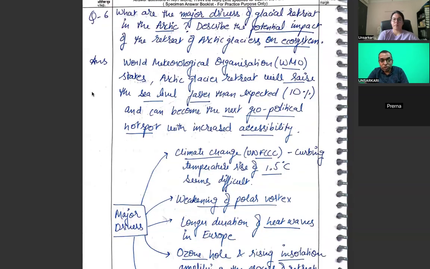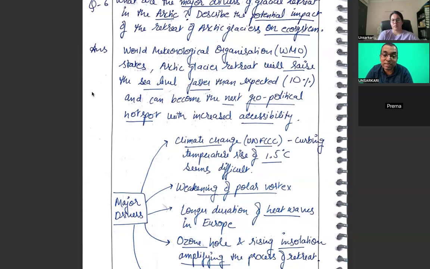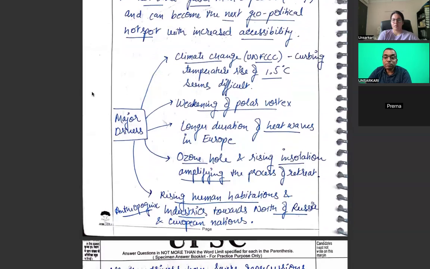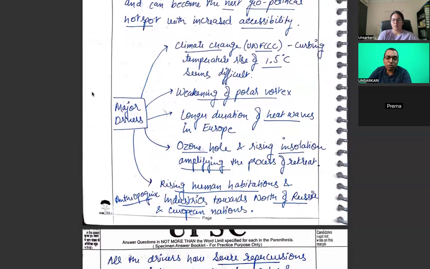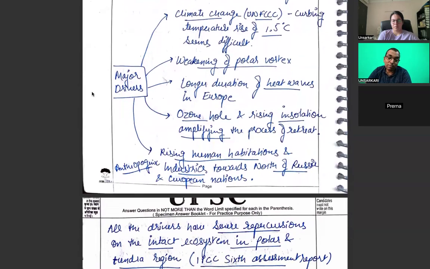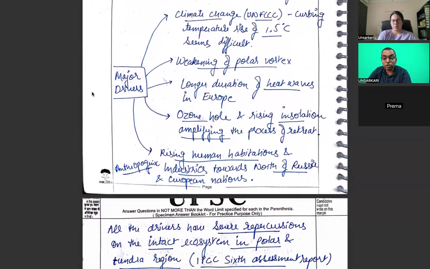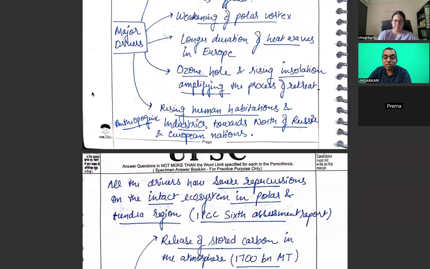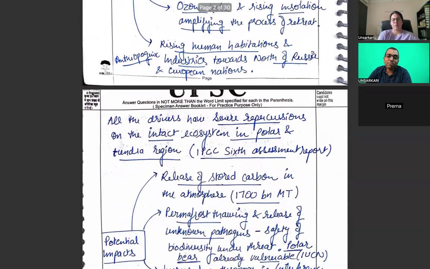So, World Meteorological Organization states Arctic glacier retreat will raise the sea level faster than expected 10% and can become the next geopolitical hotspot with increased accessibility. I think it's very much on track. Good introduction. Major drivers are climate change, UNFCCC, curbing temperature rise to 1.5 degrees centigrade. It seems difficult. Very good point. Weakening of polar vortex, longer duration of heat waves in Europe. Again, wonderful points. Ozone hole and rising insolation amplifying the process of retreat. Very true. Albedo impact. That's what we talk about. Albedo effect. Rising human habitations and industries towards north of Russia, European nations. That is anthropogenic. I think fair enough drivers have been given.